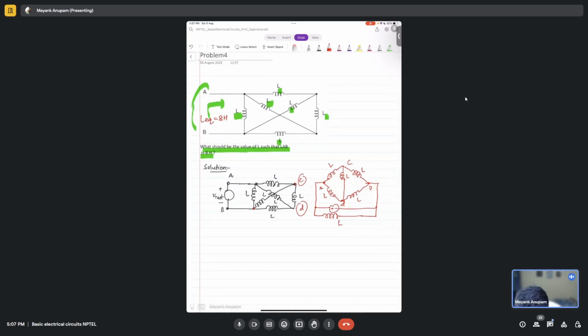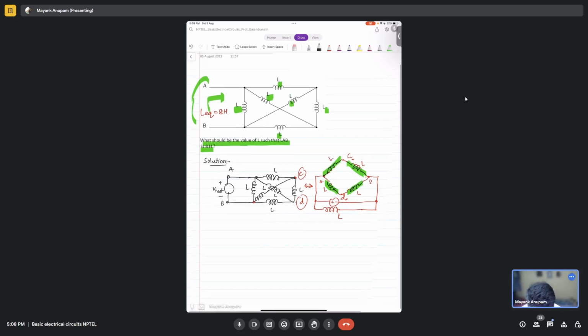So now you can see that this is basically the same thing, but I just redrew it in a different manner. Now you see between C and D, the inductor which is connected is simply not going to contribute anything, right? Because it is a part of a balanced Wheatstone bridge. This is L, this is also L, this is L, this is also L. So the ratio is the same. So this inductor will not carry any current. So there is no point of keeping this. I may as well remove this inductor here.